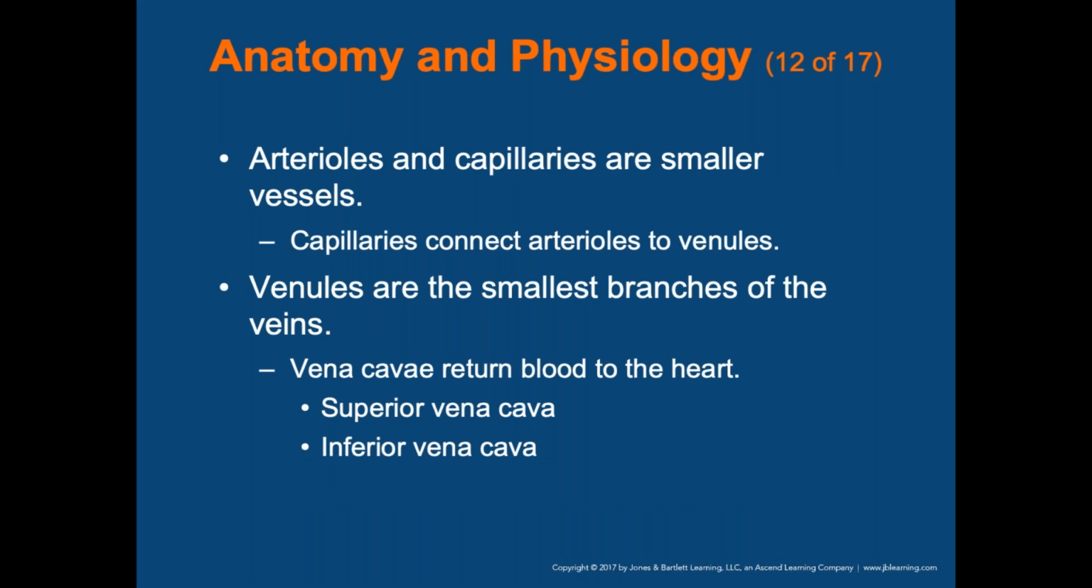The arterioles and capillaries are smaller vessels that receive blood from the arteries. Capillaries are one cell thick and exchange nutrients and oxygen for waste at the cellular level. All right, so that's why we check capillary refill to make sure that we're being perfused appropriately.